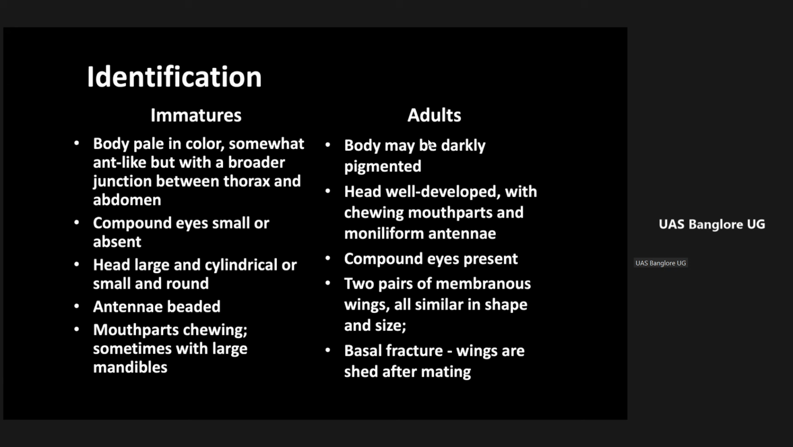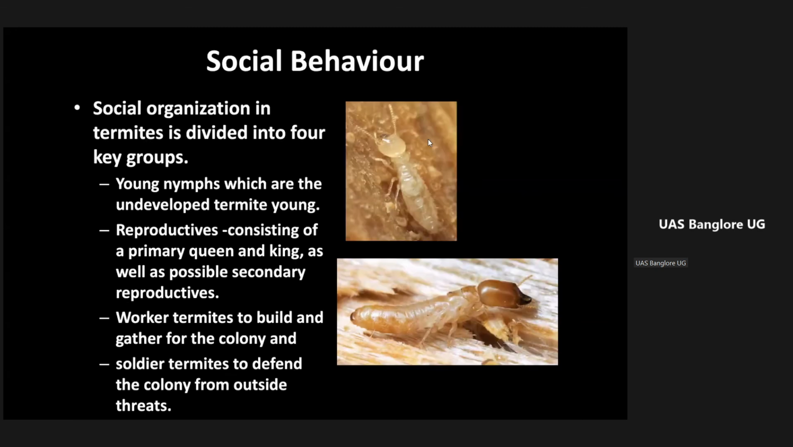As soon as there is rain in June, a lot of termites, especially the winged forms, come to the light, and you see that there will be no termite left, only the wings, because they have a basal fracture. As soon as you try to catch one, it loses its wings. That's how you can easily identify them.